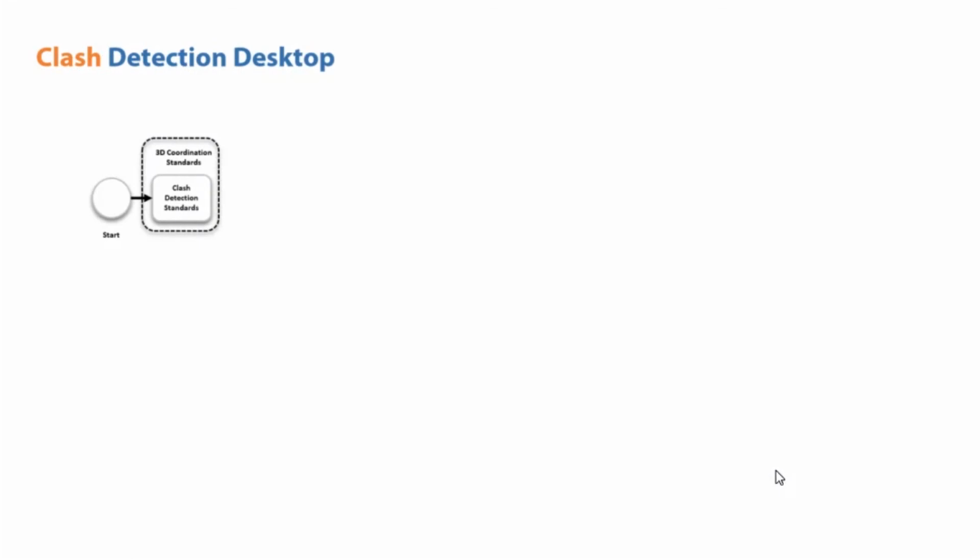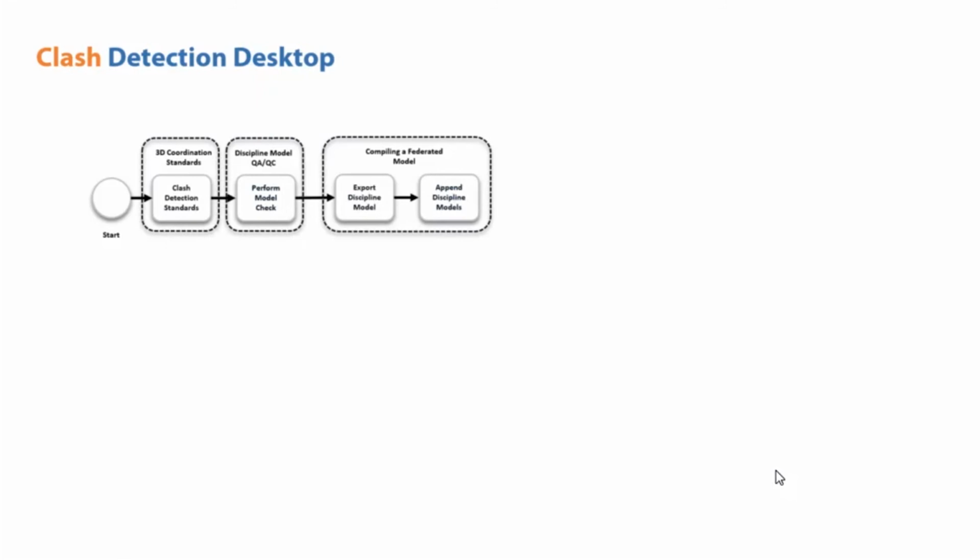Starting with the project initiated by the project manager, then the creation of 3D coordination, the clash detection standards to be implemented, then performing model checks for the discipline models. Once it is done, the next stage is compiling a federated model, which involves exporting the discipline models directly from the model authoring software and appending the design discipline models into one single environment, basically the federation of the models all together.